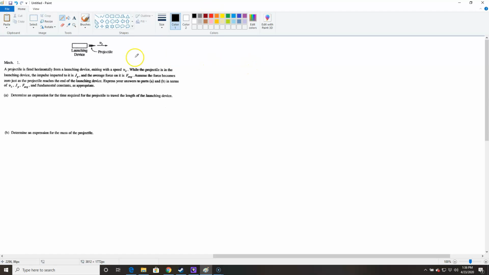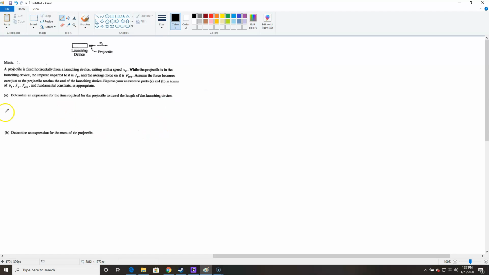It leaves the launching device with a speed of Vx. And when the projectile is in the launching device, it experiences an impulse J sub p with an average force F avg. We are to assume the force becomes zero just as the projectile reaches the end of the launching device, and express our answers in terms of Vx, Jp, F average, and fundamental constants.